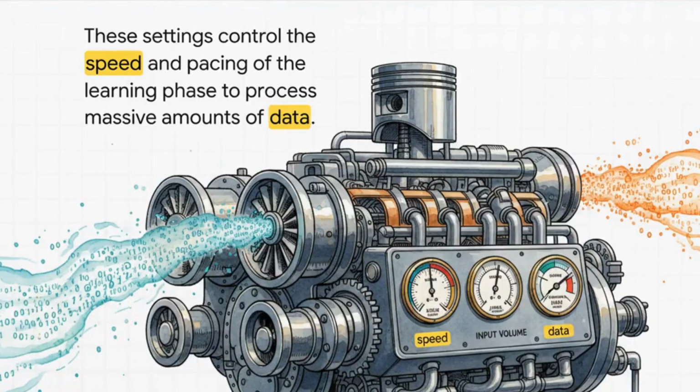Moving on to Section 2, Core Training Settings. Think of these core training hyperparameters as the actual engine of our metaphorical AI machine. Just like in a high-performance sports car, these settings control the speed, the pacing, and the internal updates of the learning phase. It's all about how efficiently the machine processes its fuel, which in the case of AI is just massive, massive amounts of data.